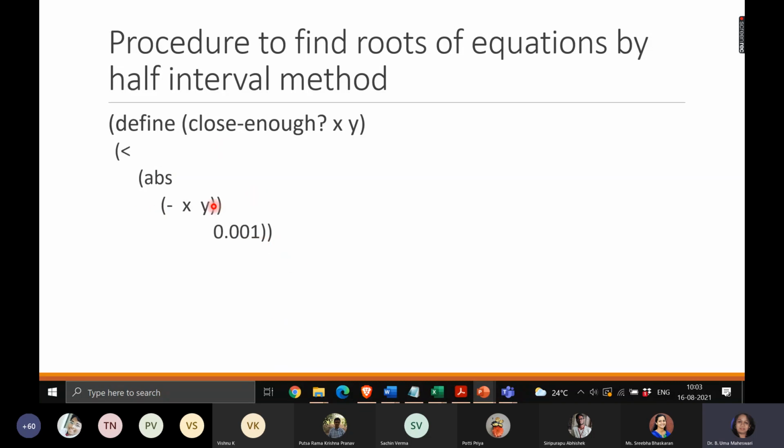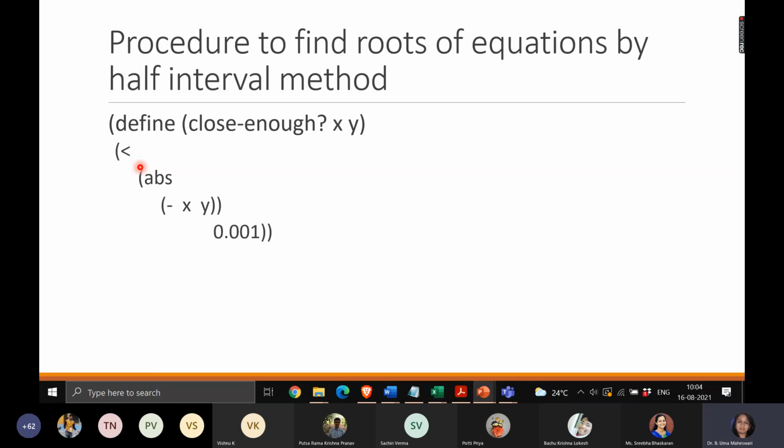Okay, if it is less than 0.01, what will it do? What will it return? First of all, tell me, what is the return value? You have a less than operator, and then two values. One value is absolute of x minus y. Another value is 0.01. What will it return? It will return x or y.